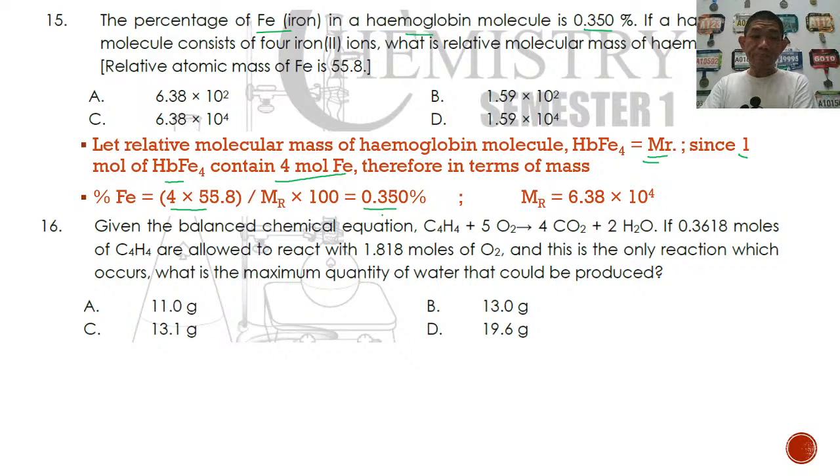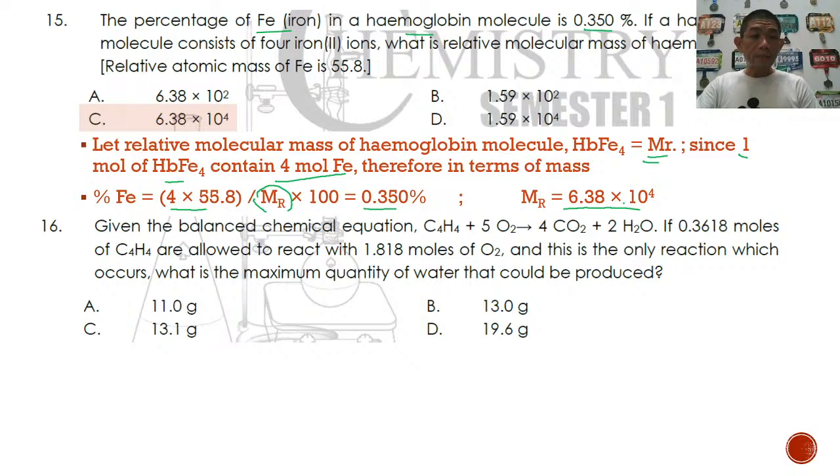Okay. So, as a result, you can eventually rearrange the equation to get your molecular mass. So, the molecular mass after the rearrangement shall be 0.350 times 100 multiplied by 4 times 55.8. So, eventually you get the calculation as 6.38 times 10 power 4. So, that makes your answer equal to C. Okay, so this is for number 15.